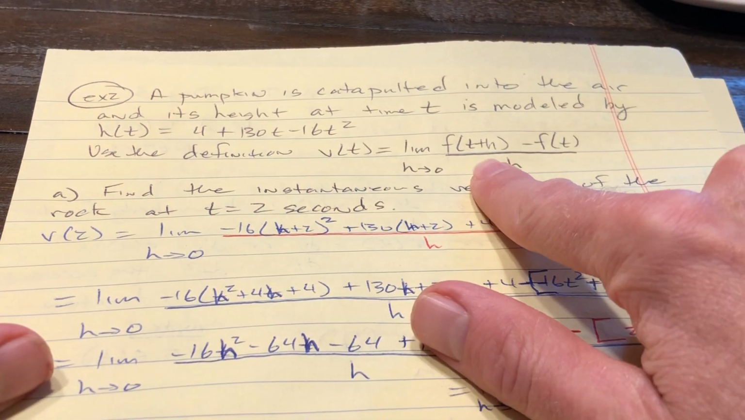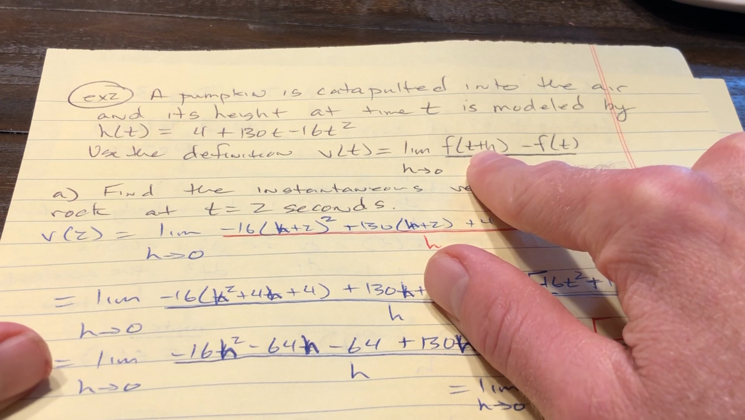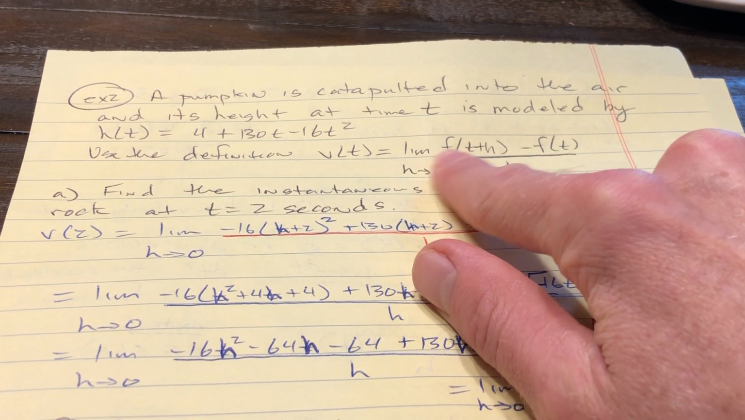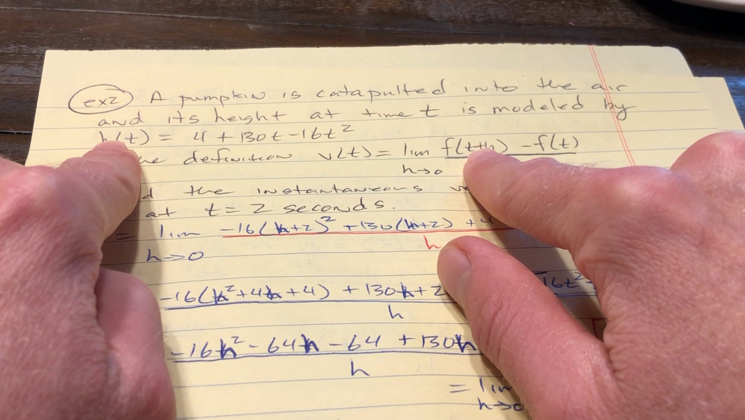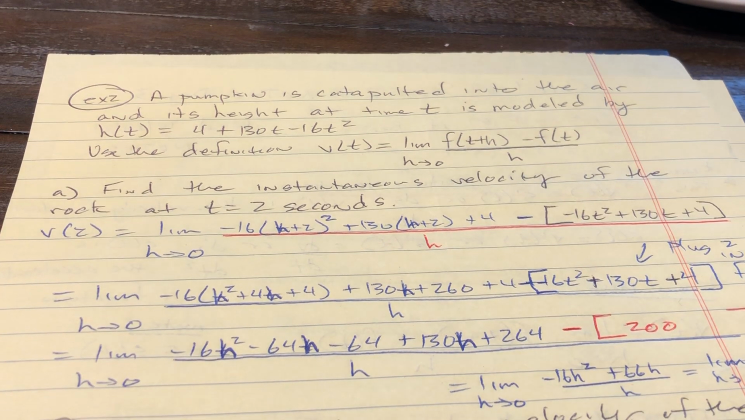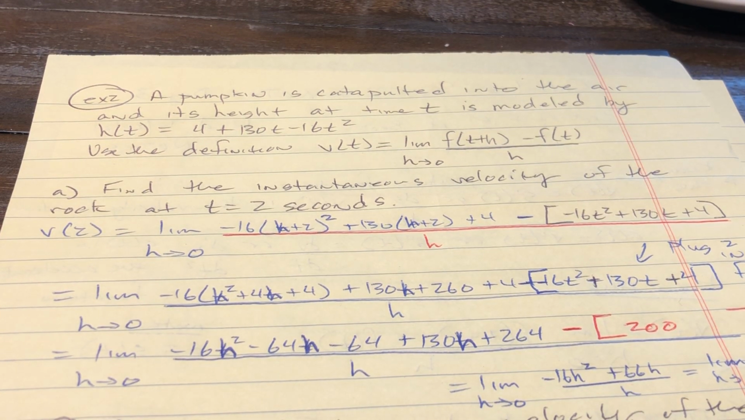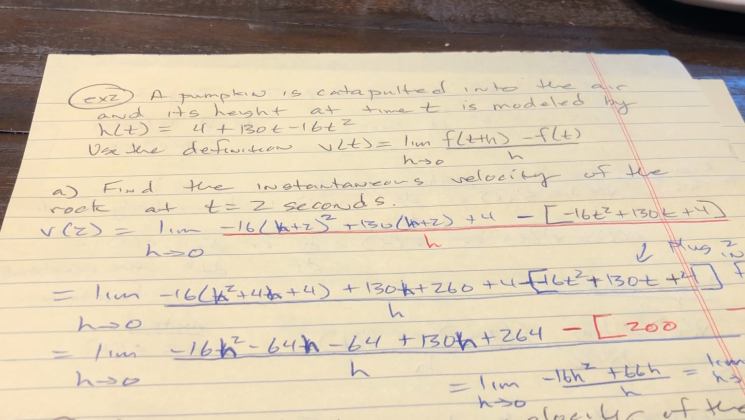Okay? So we're going to use this definition. Again, that maybe should say h. Again, the function with the independent variable t. All right, so find the instantaneous velocity of the, what? Of the rock. What in the world is that? Of the pumpkin.